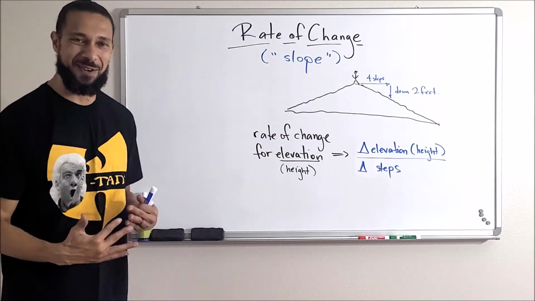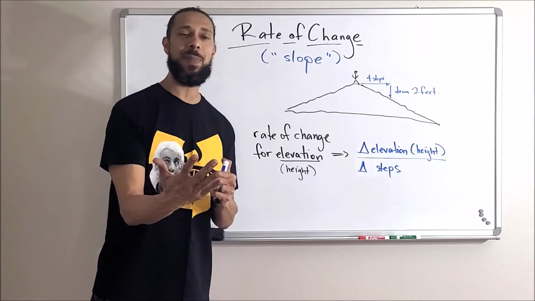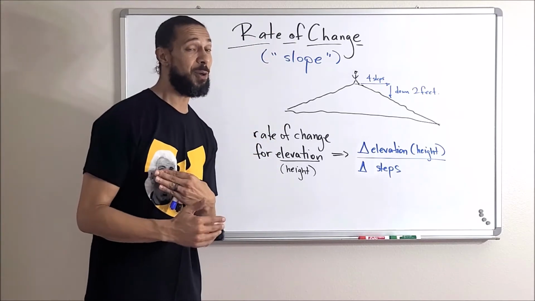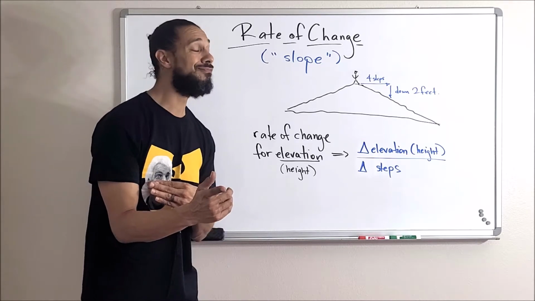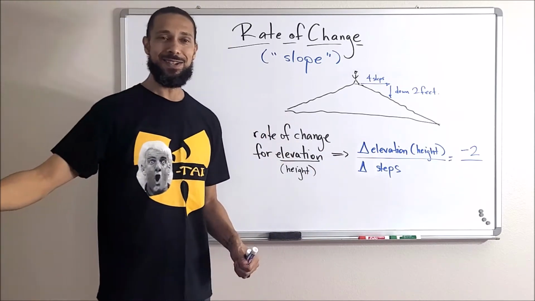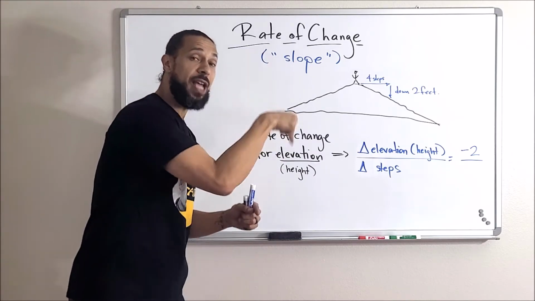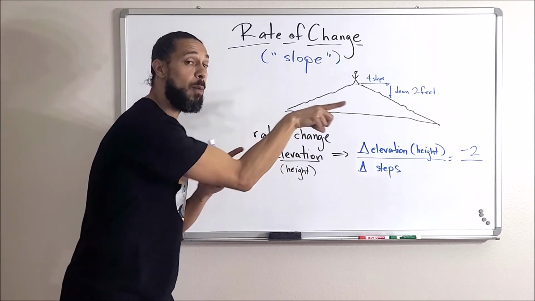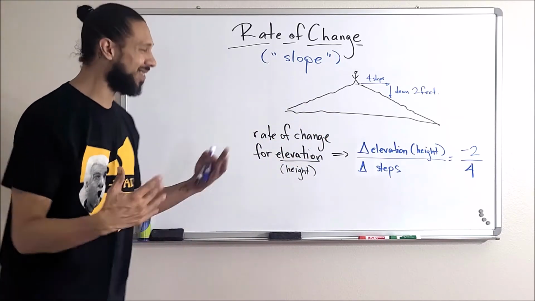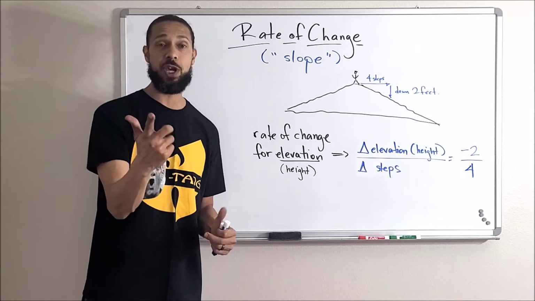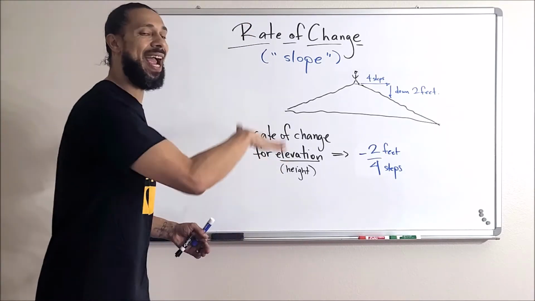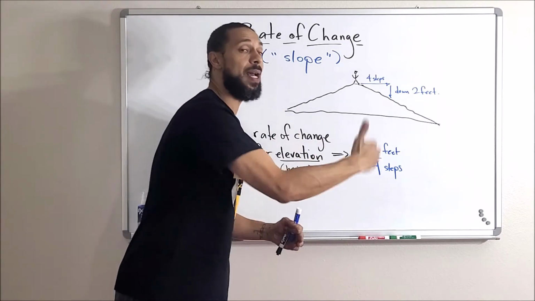Exactly right. So now we've only talked about things going up or increasing, but don't forget things can decrease also. So we show that by a negative sign. That's exactly right. So now my elevation goes down by 2 feet, but how many steps did I walk in that direction? 4 steps. That's exactly right. Let's put some units on here now so we can talk about what this really means. Okay, good. So I'm going down 2 feet every 4 steps I take.